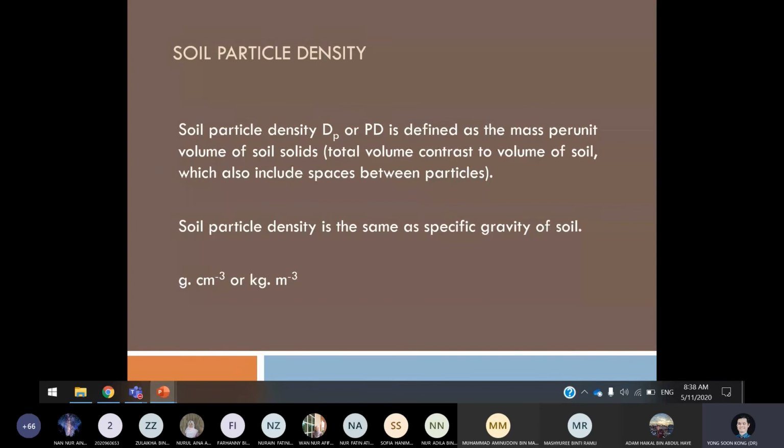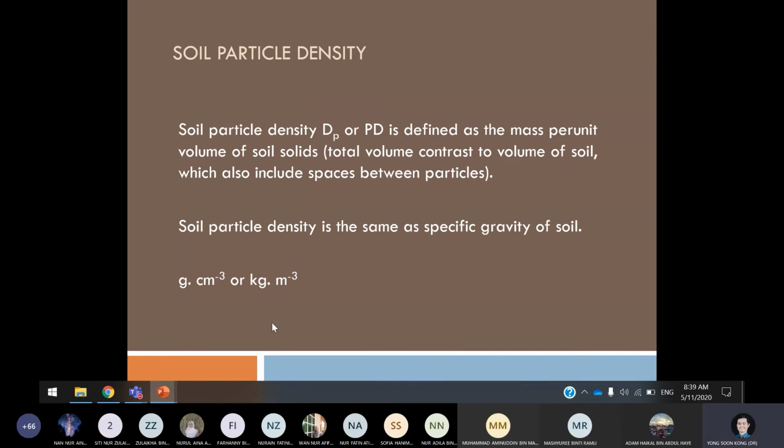Now, this is quite straightforward, because it is exactly what you learned before under physics. If you still remember, density is merely the weight of a material divided by its volume, and this is exactly that. So if you can find the weight of a soil, you can just straight away divide by its volume, and then you have the particle density. Okay.